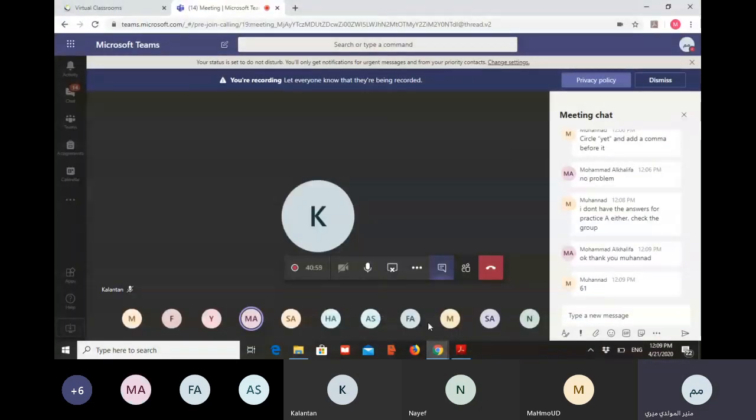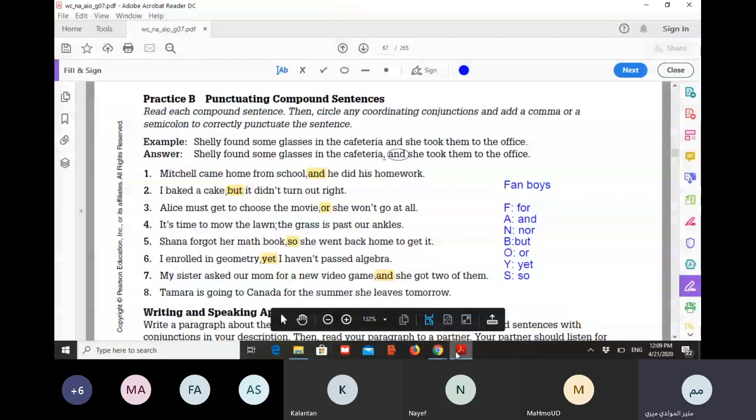61. Okay, no problem. I will be back after a while. So we still have maybe 6 minutes. We are going to finish that fast and go back to practice A, page 61. Of course, I'm not going to waste much time here.